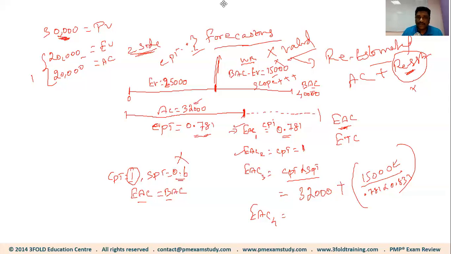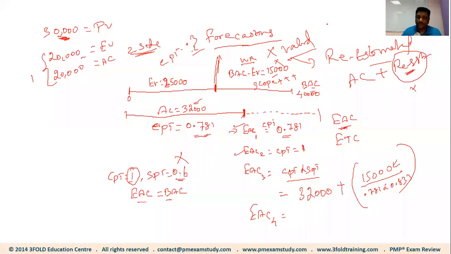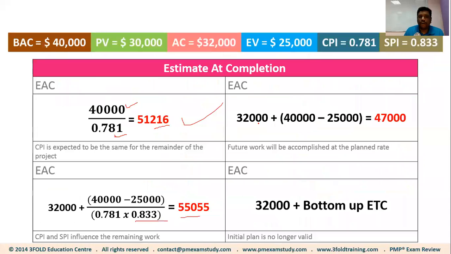Maybe the escalation is very, very high. Maybe you did not understand the scope properly. So there could be several reasons where your original estimate is no longer valid, so you have to re-estimate. So that's the fourth assumption. The formula for the fourth assumption is actual cost plus bottom-up ETC. ETC means nothing but the remainder of the work. So these are the 4 formulas we use to calculate estimate at completion.